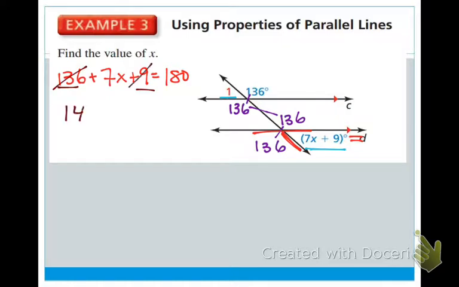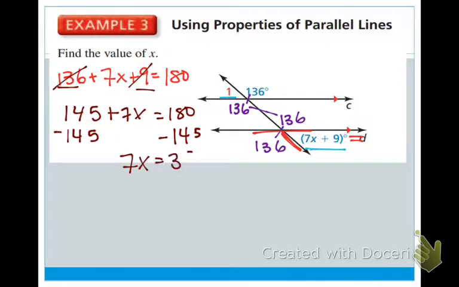145 plus 7x equals 180. Subtract 145. What's 180 minus 145? 35. Divide by 7. What does x equal? 5.